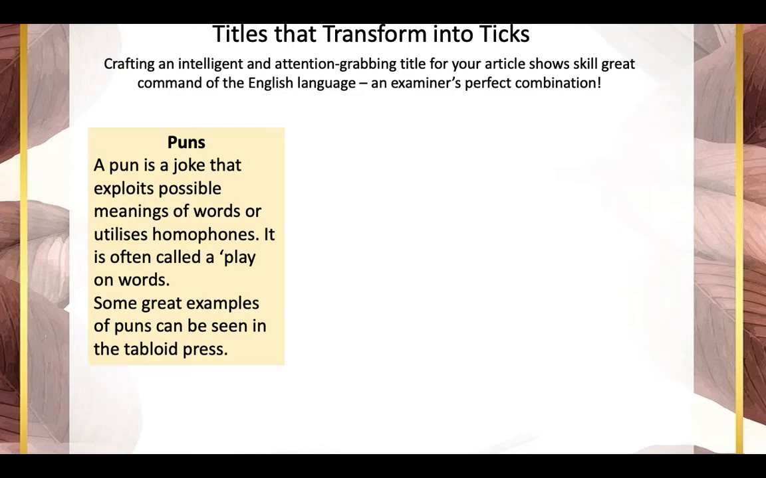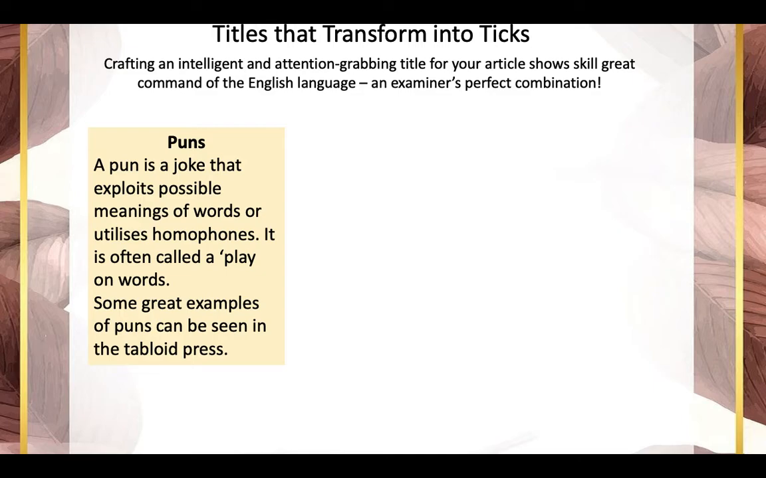So crafting an intelligent and attention-grabbing title for your article shows skill, a great command of the English language, which of course is an examiner's perfect combination. That is what they want. So how then do we create an effective title?